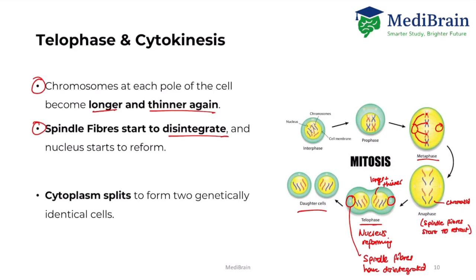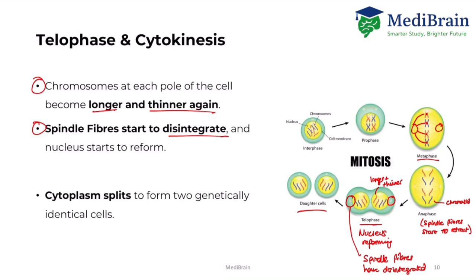Remember, when we have an X chromosome, each line is showing a chromatid. A chromosome consists of two chromatids. Okay, so each chromatid is pulled towards opposite ends of the cell. Okay, that's what happens in your anaphase. And then in telophase, your chromosomes, which have been pulled to either end of the cell, will become longer and thinner. And then the spindle fibers, which have attached to the chromatids, will disintegrate because you don't want the spindle fibers attached normally. So the spindle fibers will disintegrate and the nucleus will start to reform.